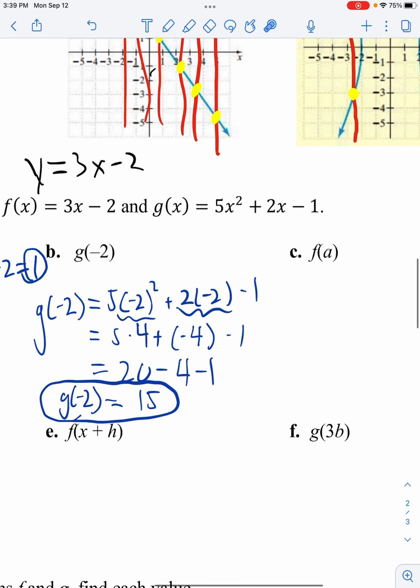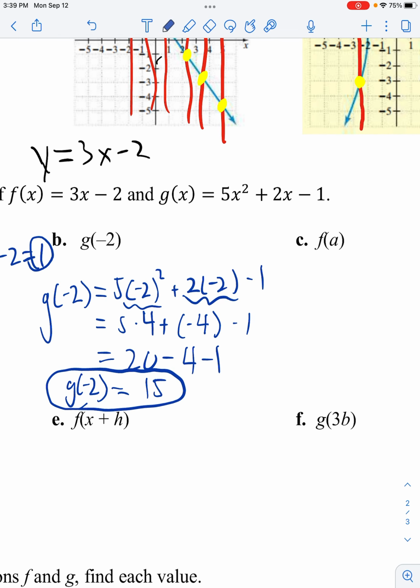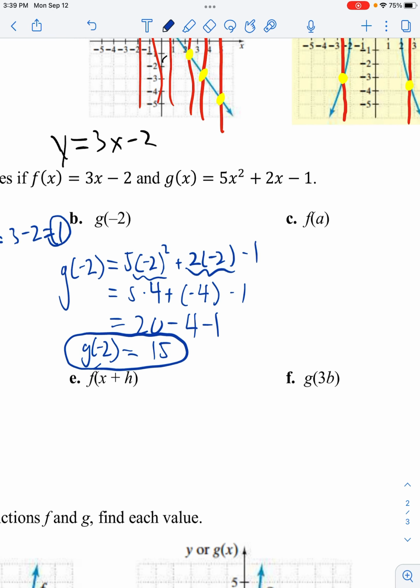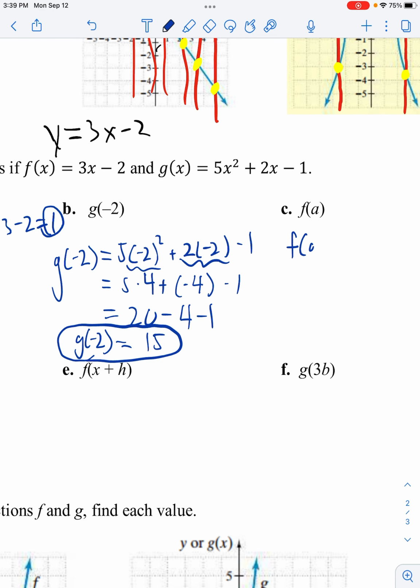Okay, f of a. Same deal. I'm plugging in a letter, but I still just plug it in. F of a, wherever there's an x, I put an a. So I get 3a minus 2. And that's it. All I did was take the letter a and replace x with a.